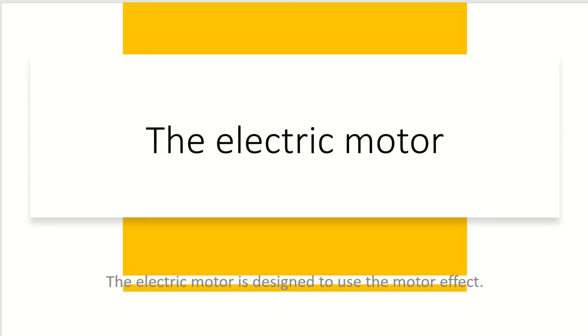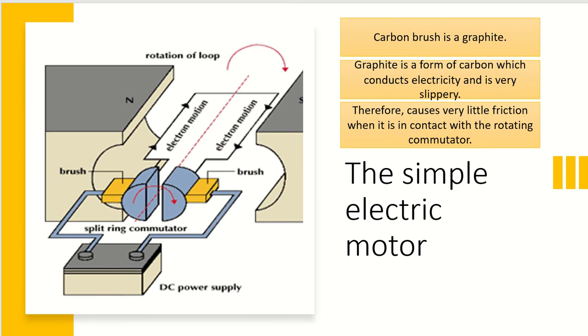Now let's talk about the electric motor. The electric motor is designed to use the motor effect. This is a diagram of a simple electric motor. The simple motor in the diagram consists of a rectangular coil of insulated wire that is forced to rotate.